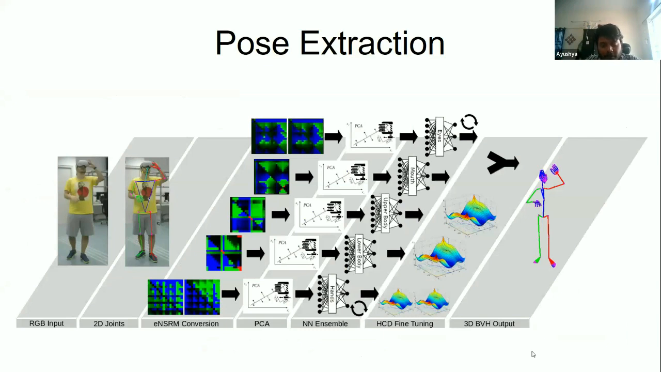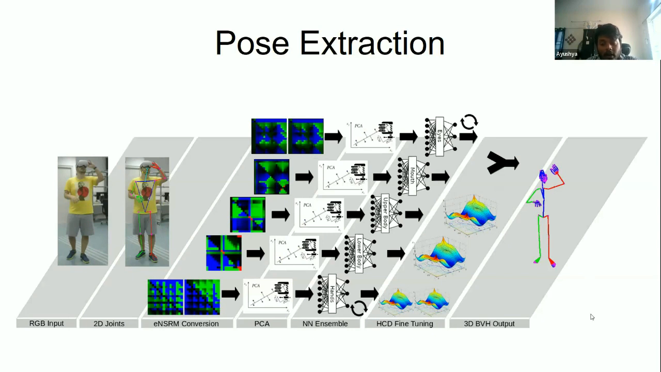Now, what does pose extraction from MoCapNet look like? We have an RGB input, which is our clustered images, from which we detect the 2D joints. This is done basically by using heat maps, which figure out where the different joints are in different spaces, and then it estimates where the human pose would be. There is an ENSRM conversion that happens after it, and a PCA done after it, which then ensembles all the different body parts: hands, lower body, upper body, mouth, eyes, and then gets converted into 3D BVH output after HCD fine tuning, which is basically understanding the probability of a certain body part being present there.